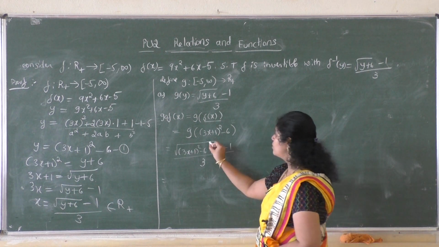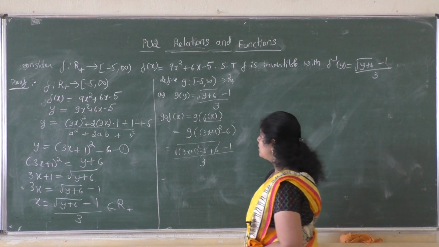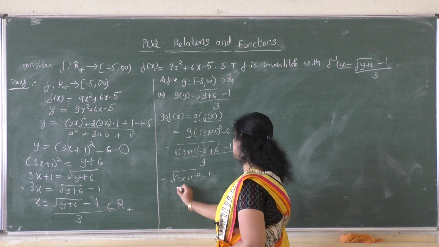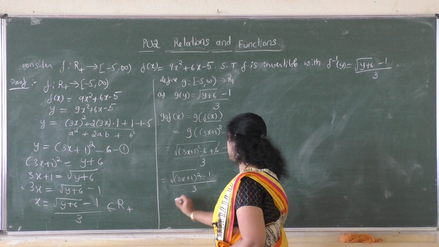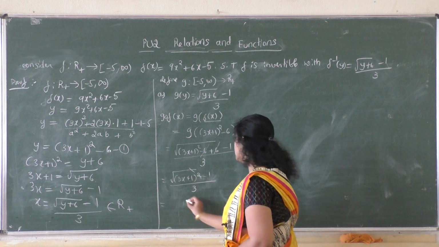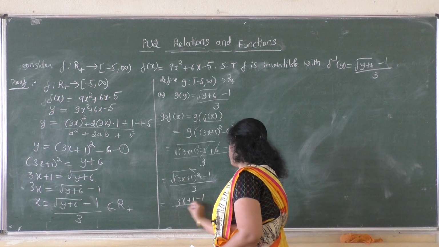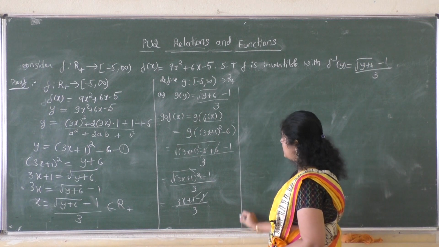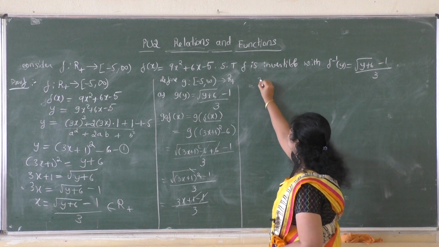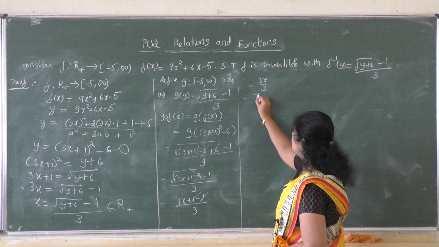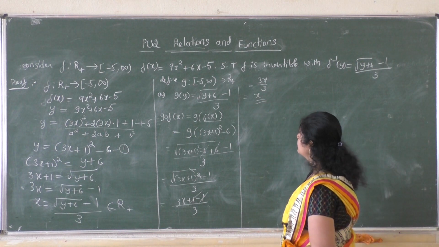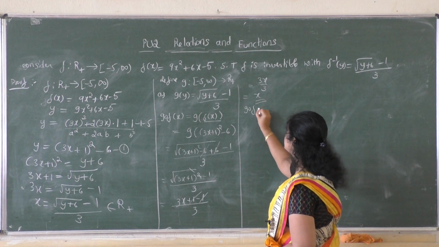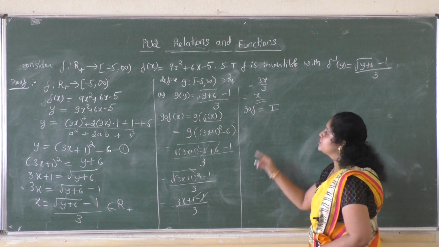Okay, plus 6 minus 6 cancel. So we will have square root of (3x plus 1) whole square, minus 1, divided by 3. The square and square root get cancelled. (3x plus 1 minus 1) by 3. 1 cancels, so 3x by 3 is equal to x. So therefore g of f of x is equal to x. That means g of f is identity. G of f is identity.